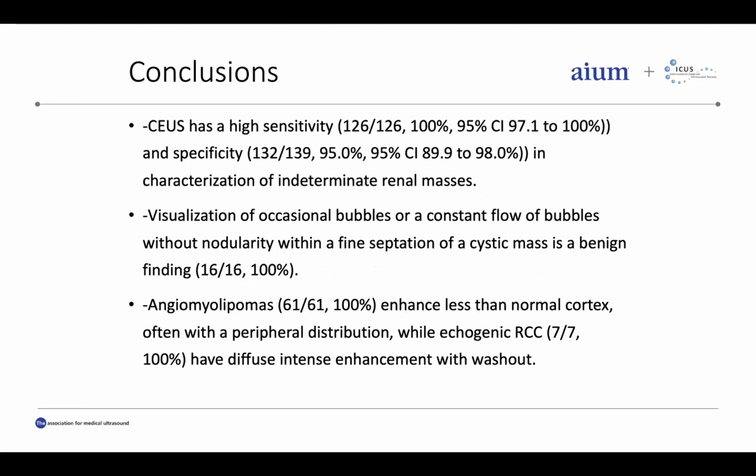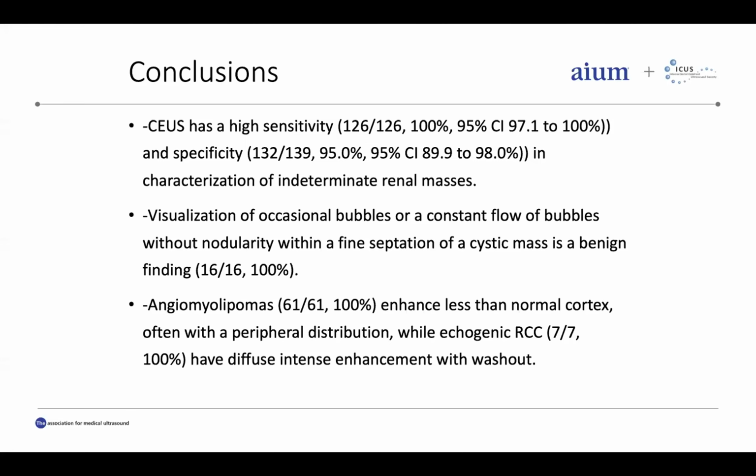So to conclude, CUS has a high sensitivity, in our hands 100%, and a specificity of 95% in characterizing indeterminate renal masses. I estimate now that we have done at least 3,000 cases, and to my knowledge, we have not missed a cancer. We continue to occasionally diagnose oncocytomas or infected cysts as being false positives, but that number is very low. And what we really have done is stopped a large number of unnecessary renal biopsies and renal surgeries.